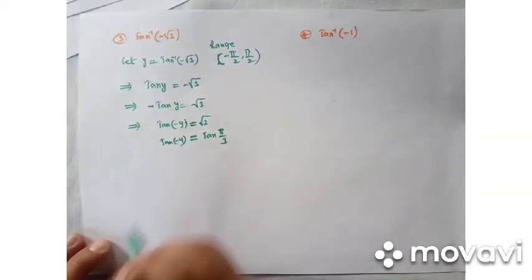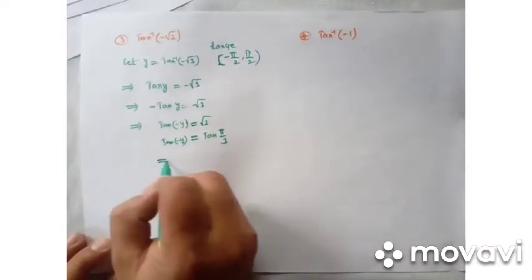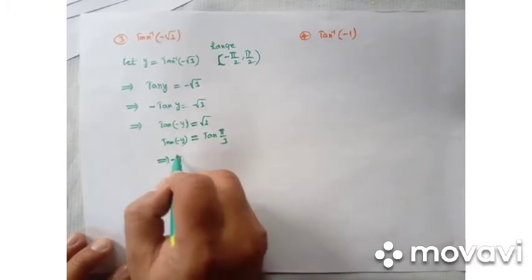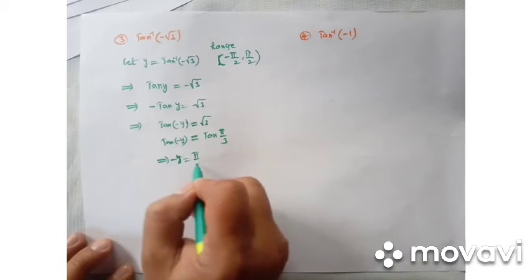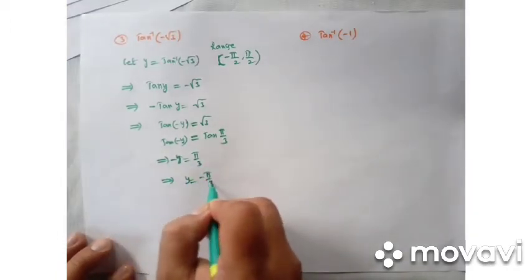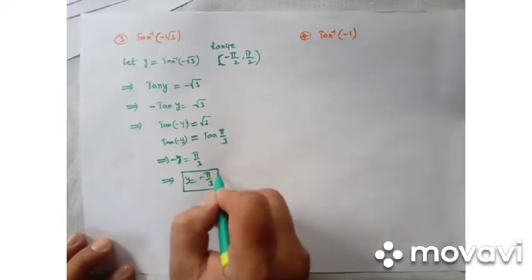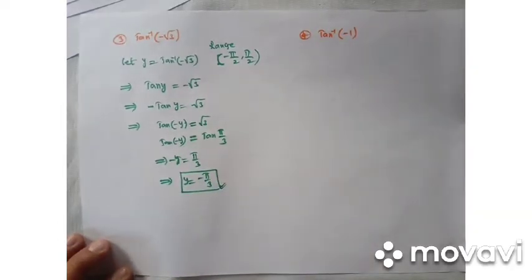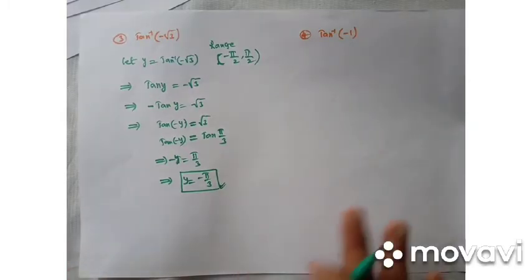Tan minus y is equals to tan pi by 3. Then both the tans will be cancelled. Then minus y is equals to pi by 3. Then y value is equals to minus pi by 3. It can be taken as minus 60. Okay. Now coming to the second question.